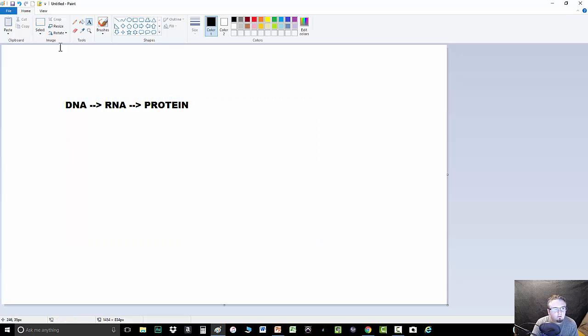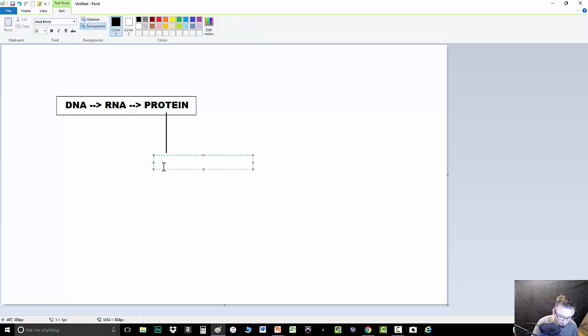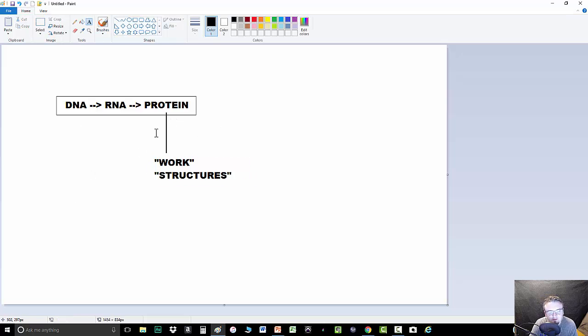So to clarify, this is the central dogma on its own, and then I like to go on to say that protein does the quote-unquote work of the cell. Protein is also responsible for many of the structures of the cell. Lots of other things. Those are just generic ways to describe what's happening. So that's the central dogma.